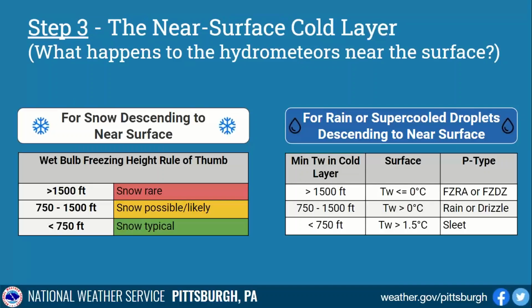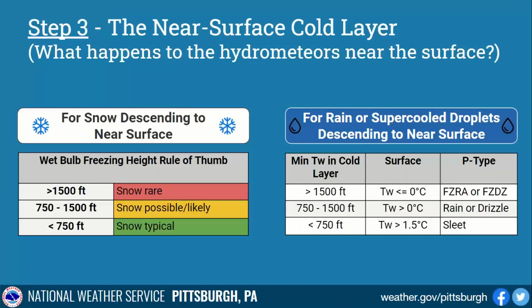Step 3 of this top-down approach is what happens to the hydrometeors as they near the surface. With that, we look at our wet bulb freezing height rule. Wet bulb temperature is something you can overlay in BuffKit. As we move into more winter-type activities this season, you might want to take a look at that wet bulb temperature, because it accounts for dry air within your column that allows evaporative cooling to take place and actually cool your atmosphere more than what your temperature profile might be indicating.